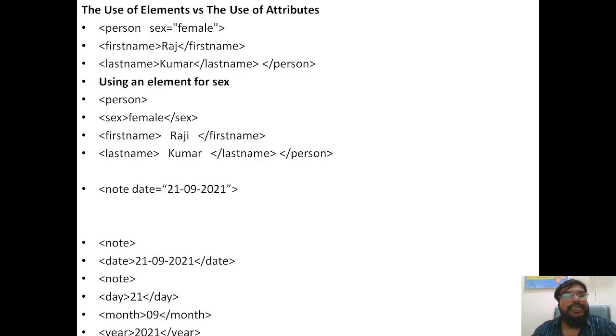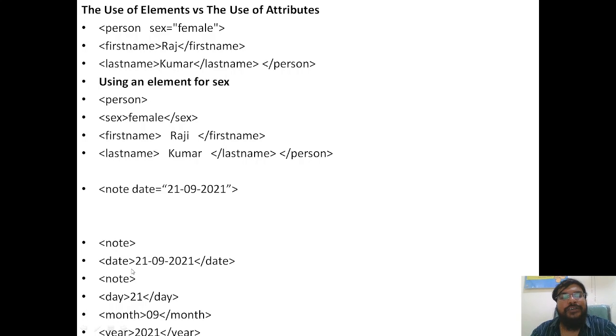If you look at the second example, note space date equals 21st September 2021. That is the note which we had defined, and here note is a tag and date is an attribute. So whenever you are declaring it as an attribute, you have to write it inside the tag, and whenever you are writing it as an element, see, here you can see that the note is having an attribute and another element, that is a date element beneath the note element.